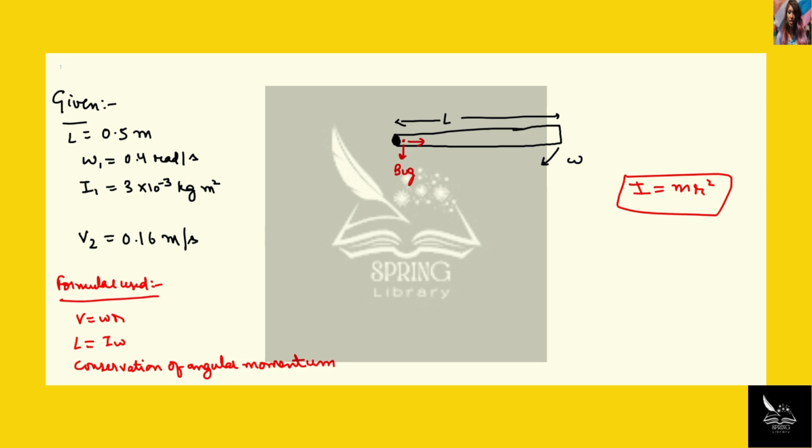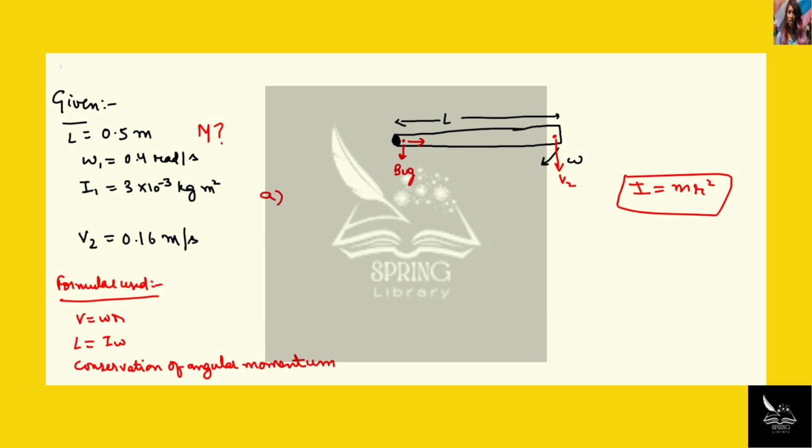Then the bug starts moving towards the right, and finally it reaches this end. So the final situation is this one, and the bug remains there. The velocity of the bug is v2, which is the tangential velocity, 0.16 meter per second. Now we need to find the mass of the rod as well as the mass of the bug. So first we will find the mass of the rod.